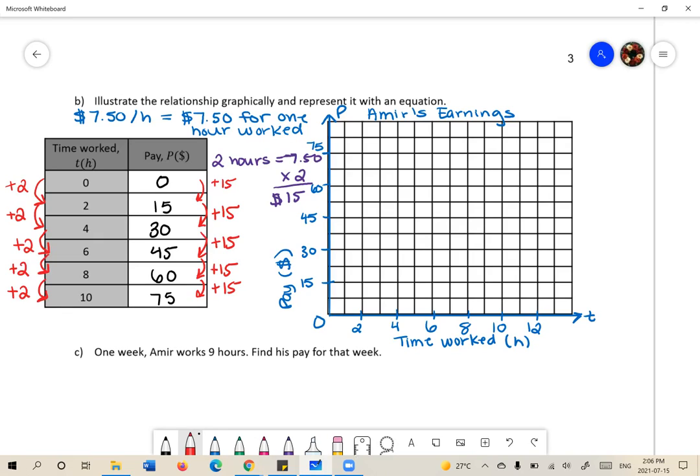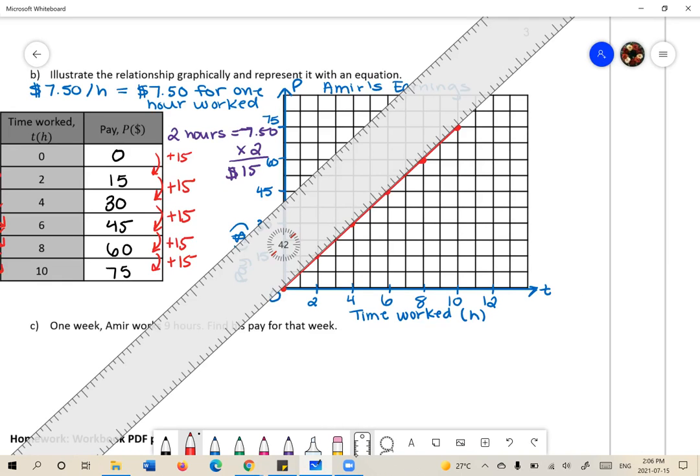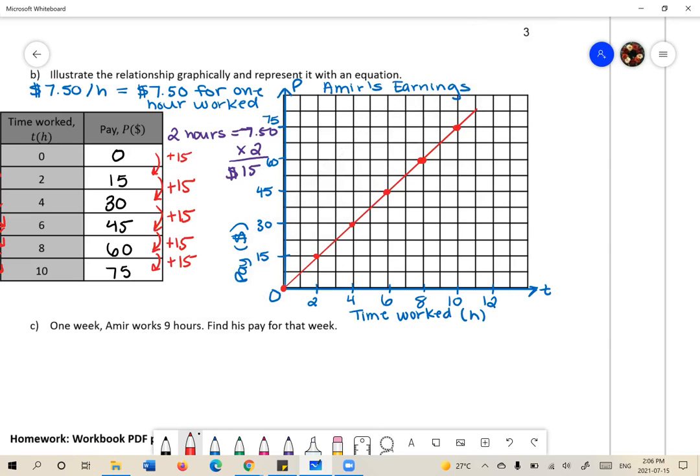I'm going to begin with the first coordinates, (0, 0), which is my origin. Next point is (2, 15), (4, 30), (6, 45), (8, 60), and (10, 75). And then I'm going to connect my points with a ruler. And I'm going to include an arrow that represents the continuation in that direction if more points were to be plotted on this grid.